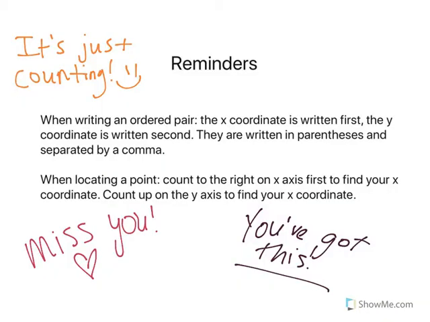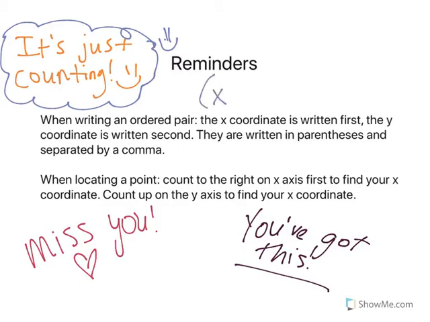All right, and then just a couple reminders. Like I said, it literally is just counting, okay? If it seems easy, it's because it is easy, all right? You're not overthinking it, okay? And then another reminder, when you are writing out your ordered pair, remember that the x-coordinate is written first, the y-coordinate is written second, and they are written in parentheses and separated by a comma.